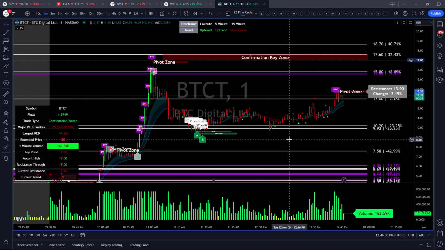We're going to open up a fresh chart and break this down with our indicators and explain what just happened with this stock, right? And were we prepared? Did we know about this? And I think a lot of our Discord members were prepared for this one. So hopefully you caught this. But BTCT, what a move.